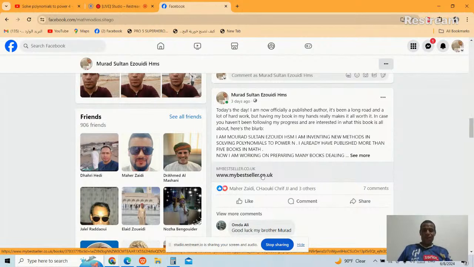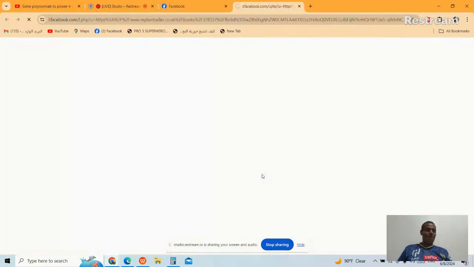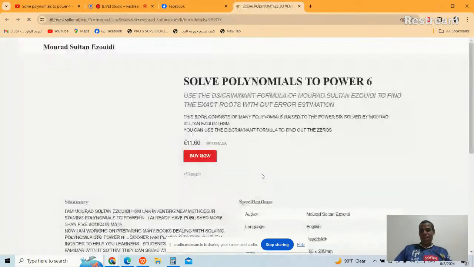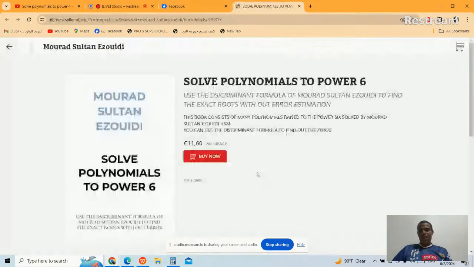So let's focus on this, learners. Here is an example from my published books. You see this one, a polynomial to the power 6. We use the discriminant formula of Mourad Sultan Ezouidi to find the exact roots. There is no approximation method and no error estimation while using these techniques. This book consists of many polynomials raised to the power 6 solved by Mourad Sultan Ezouidi. You can use the discriminant formula to find all the zeros.